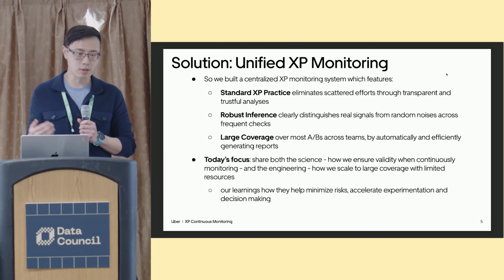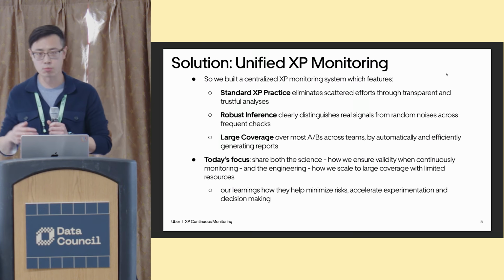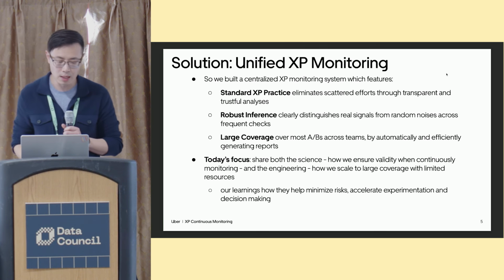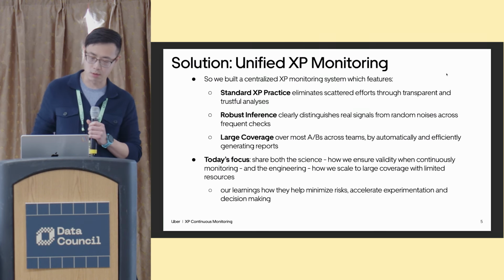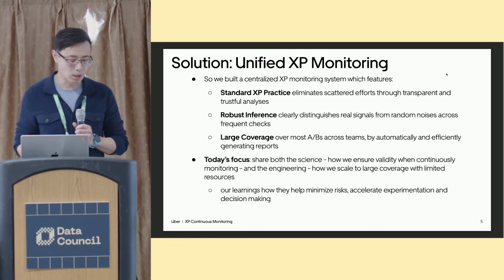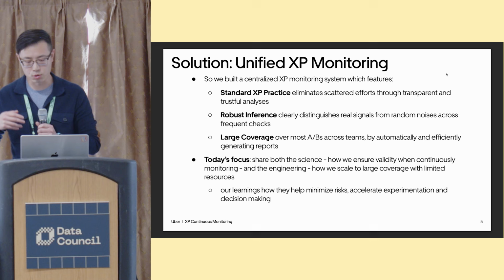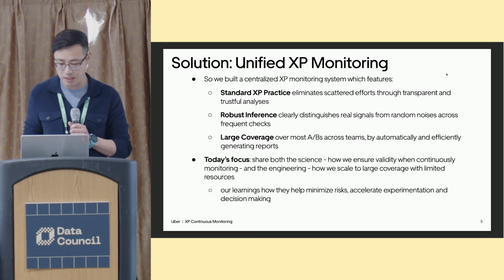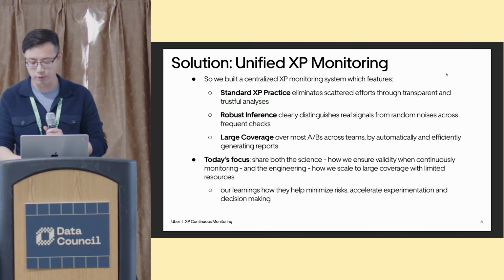How we build the anytime valid inference to maintain a desired false positive rate during continuous monitoring, and how we scale our system to reach large coverage with limited resources. Combining these two efforts, we have been able to minimize the risk of running experiments, accelerate their speed, and also help people make more confident decisions.